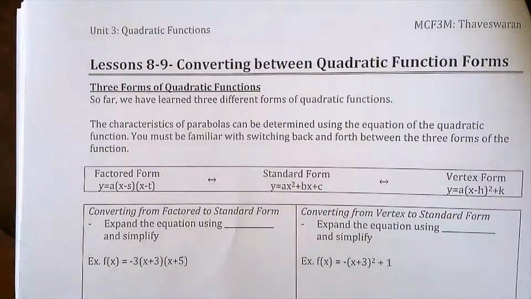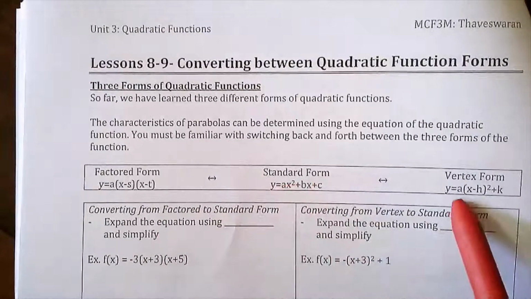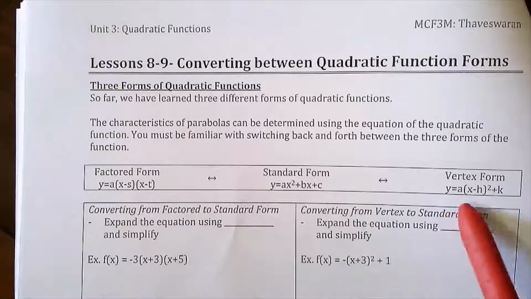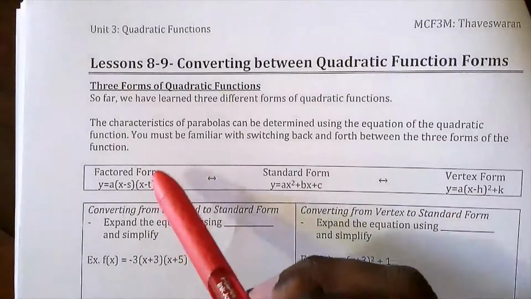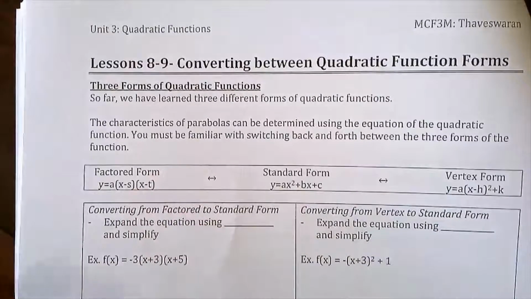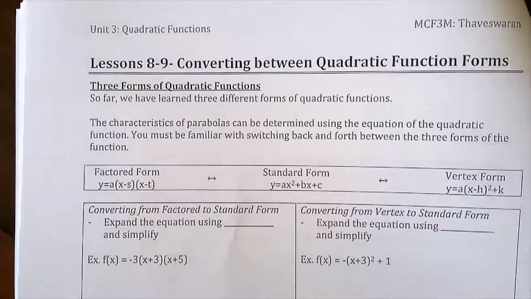So last class, or video, we talked about the different forms for quadratic functions. We looked at factored form, standard form, and vertex form. And we saw some of the advantages. Vertex form allows us to read the vertex right off of it. Factored form gives us clues as to what the x-intercepts or the zeros are. So you need to know how to convert from one form to another based on the information that you want.